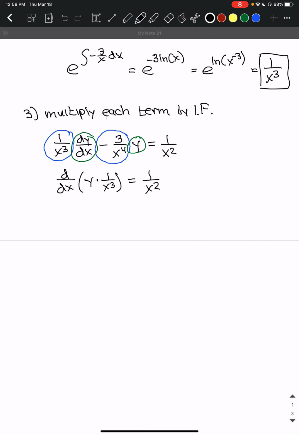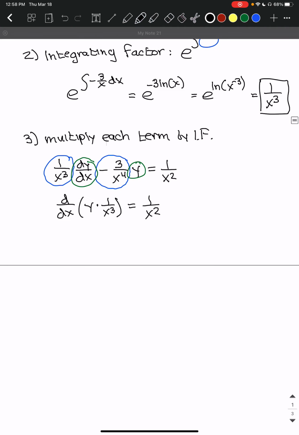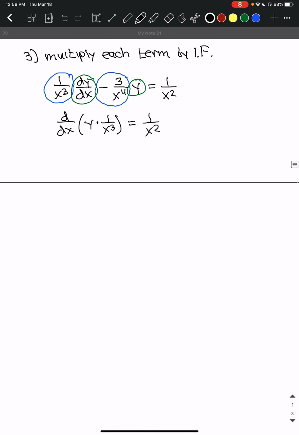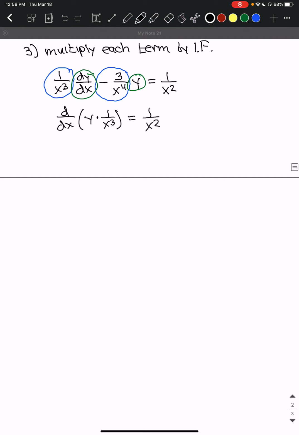Okay, so this is what the integrating factor does for us. It allows us to write the left-hand side as a product rule. And then when we do that, we can just integrate, right? So I integrate the left-hand side, and by the fundamental theorem of calculus, get y times 1 over x cubed. Integrate the right-hand side, and I get minus 1 over x plus c.